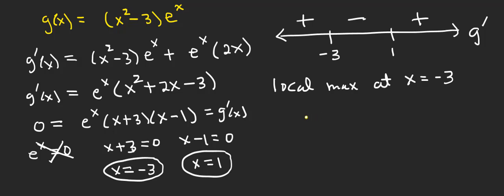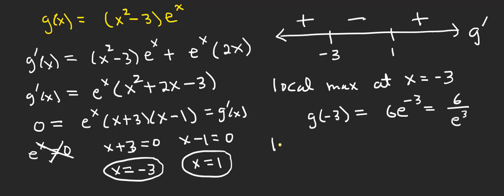The local maximum value will be g of negative 3, which is going to be 9 minus 3 is 6 e to the negative 3, which is the same thing as 6 over e to the third power. And you could change it to decimals if you want. Now, what about local min?